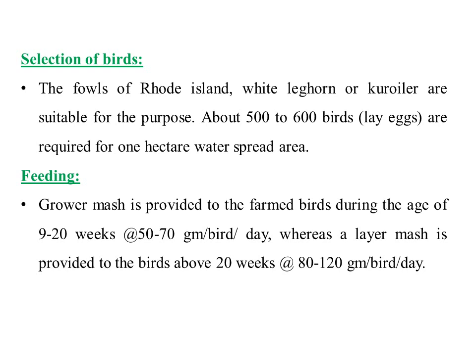Then the feeding for these birds: grower mash is provided to the farmed birds during the age of 9 to 20 weeks at a rate of 50 to 70 grams per bird per day, whereas layer mash is provided to birds above 20 weeks old at a rate of 80 to 120 grams per bird per day. And these are the feeding methods for these birds.